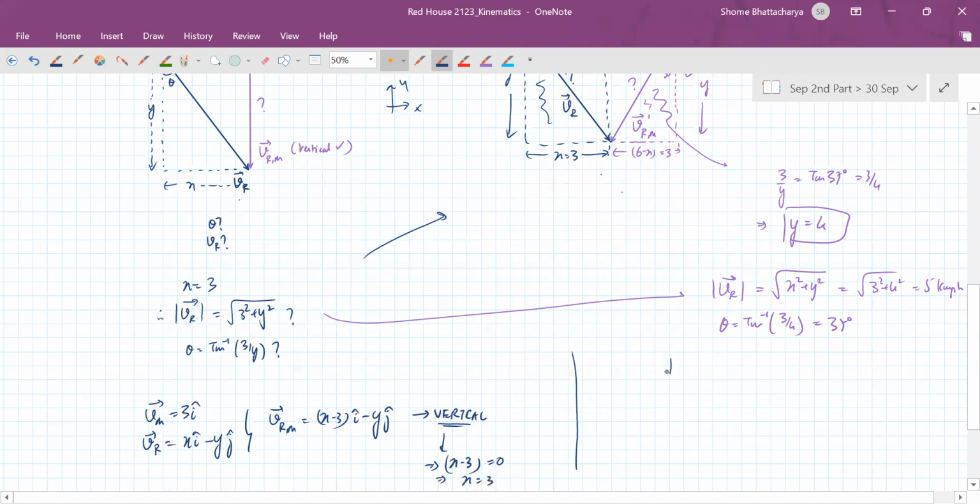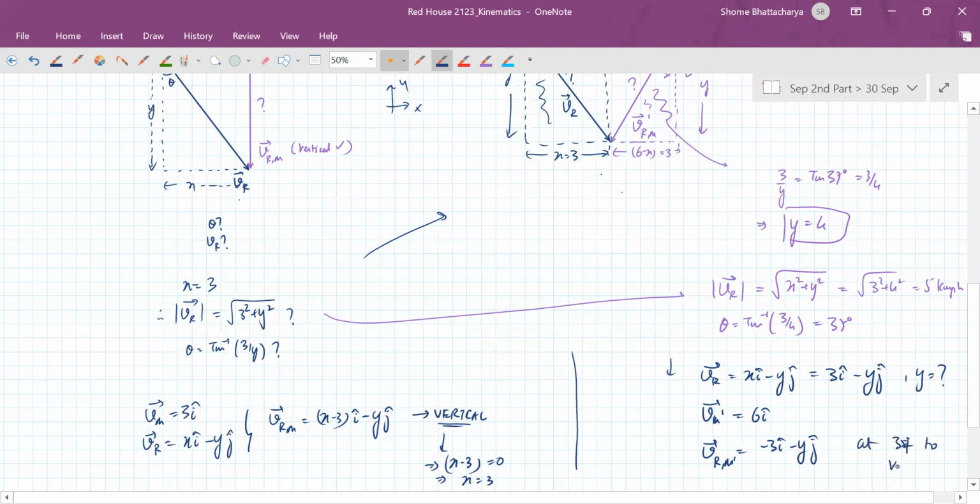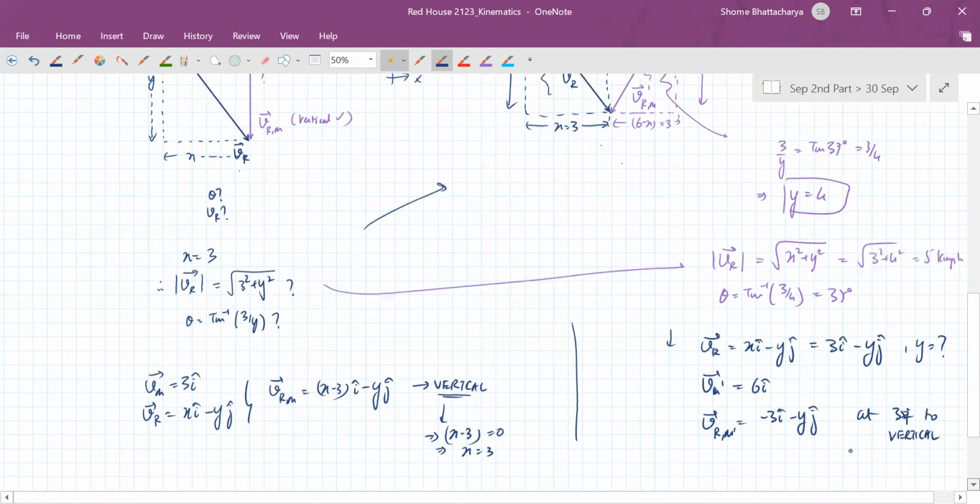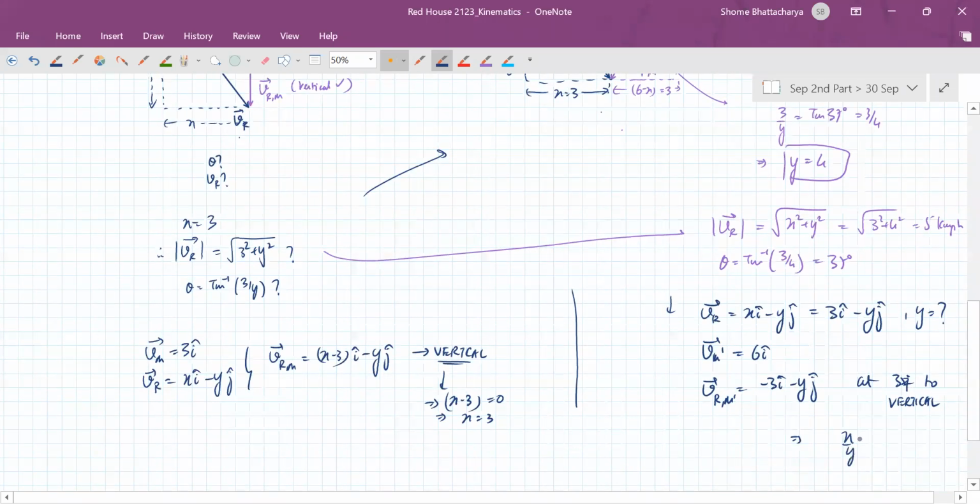Okay. Now in this situation, the velocity of the rain is again xi cap minus yj cap, so that has now become 3i cap minus yj cap, where y we have to calculate. The velocity of the man has changed to 6i cap. So the relative velocity of the rain with respect to the man is now minus 3i cap minus yj cap. This is at 37 degrees to the vertical. So that means 3 by y should be equal to tan 37.